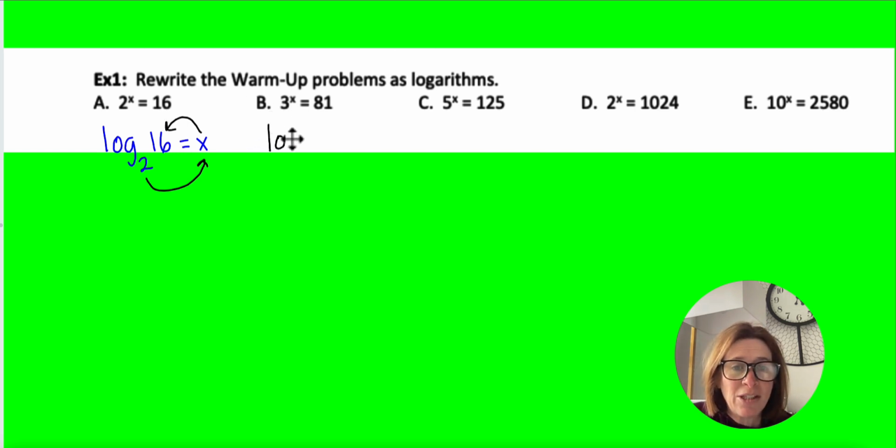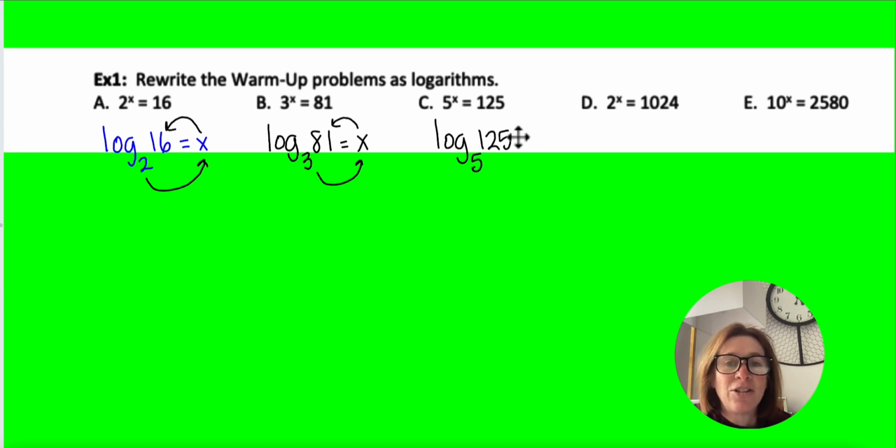The base is 3, so log base 3, so 3 to what power gives me 81? So 3 to the x gives me 81, so you can see how they're connecting. So log base 5 of 125. So that's actually asking, if I think about what power is needed for 5 to make 125, right?